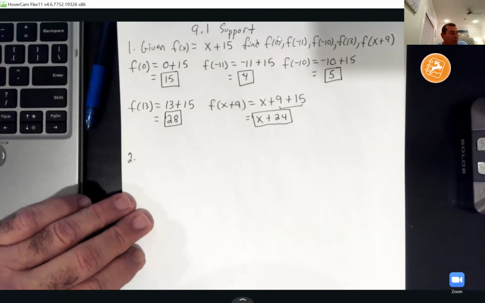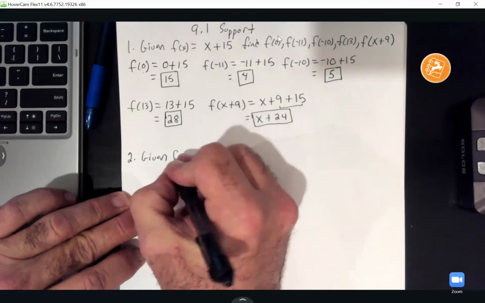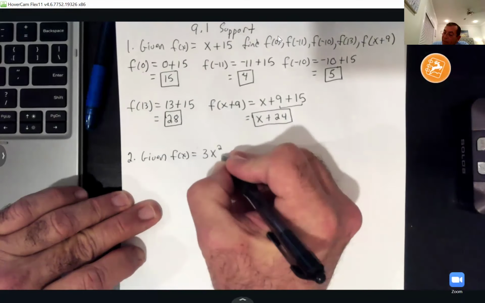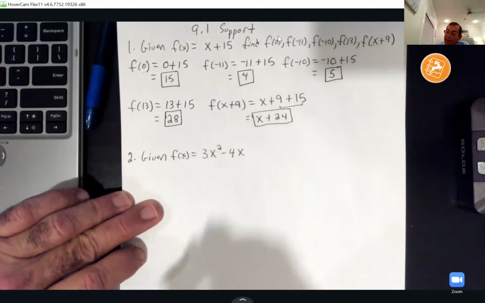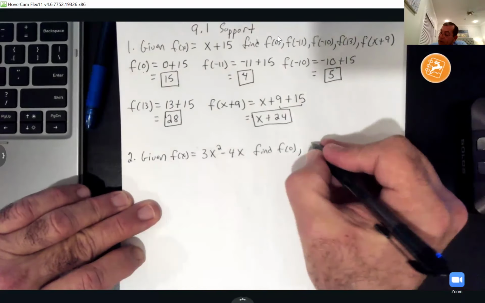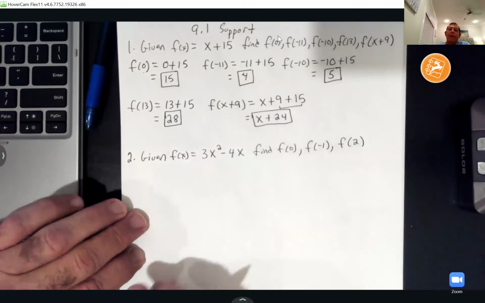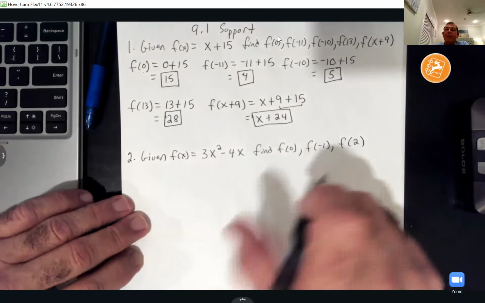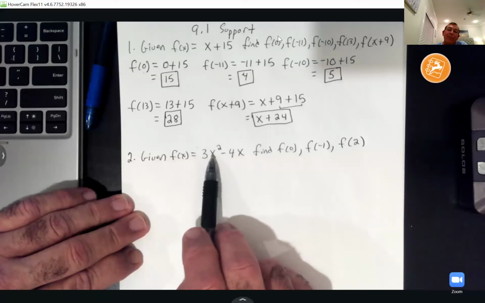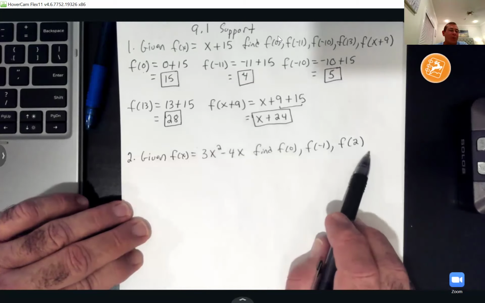Now the second one, we're given f of x equals 3x squared minus 4x. So for this one, they wanted me to find f of 0, f of -1, and then f of 2. So they were good to us on this one. They didn't give us none of this x plus 9 type stuff, because if they would have, I'd have had to do some foiling. But y'all, they just gave 3 numbers to throw in.